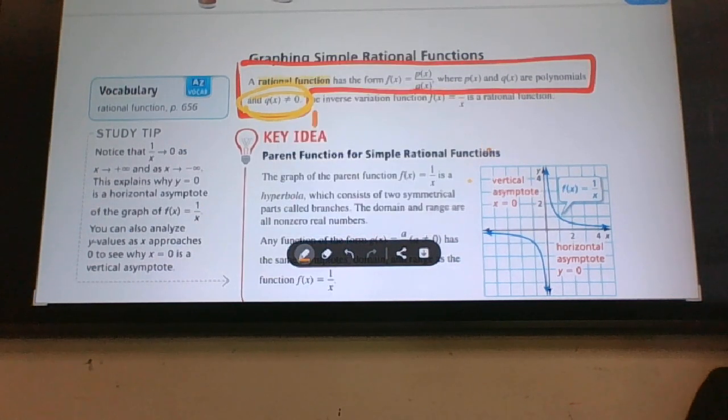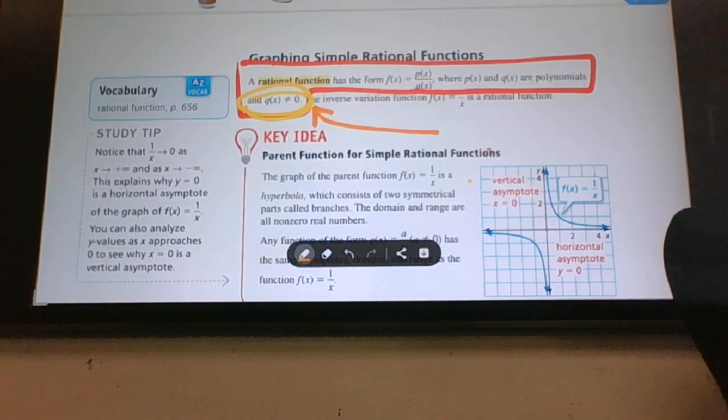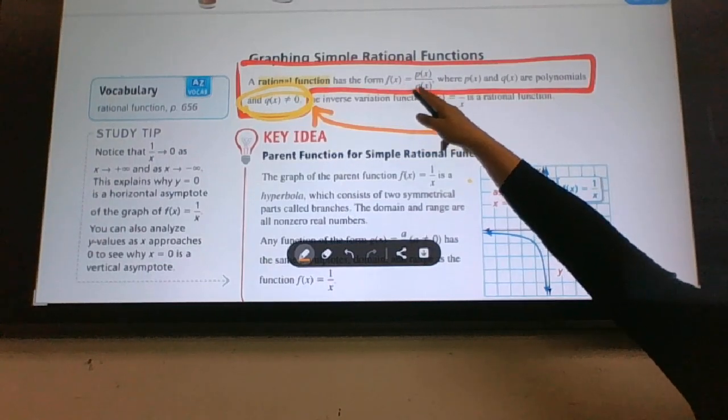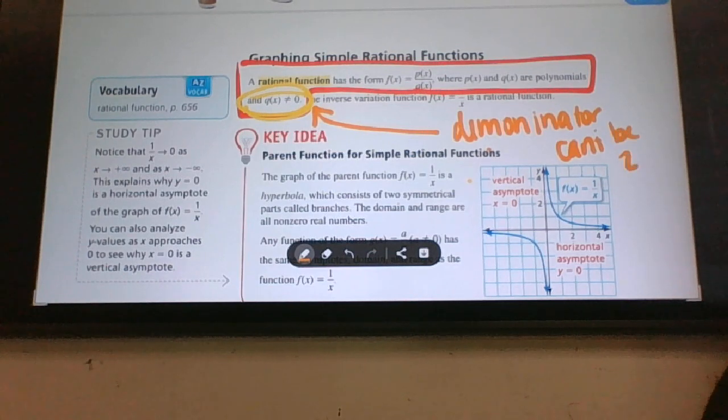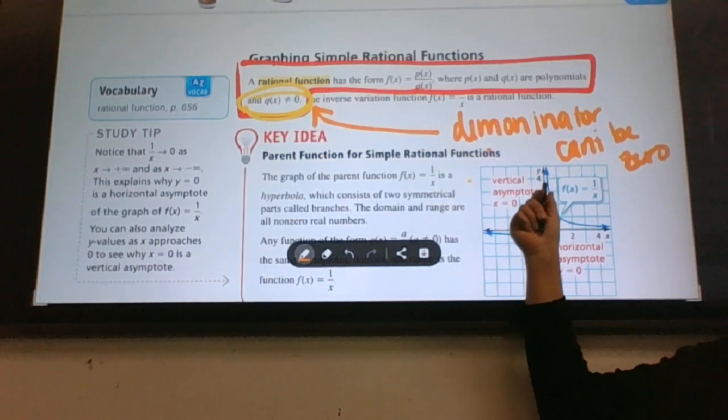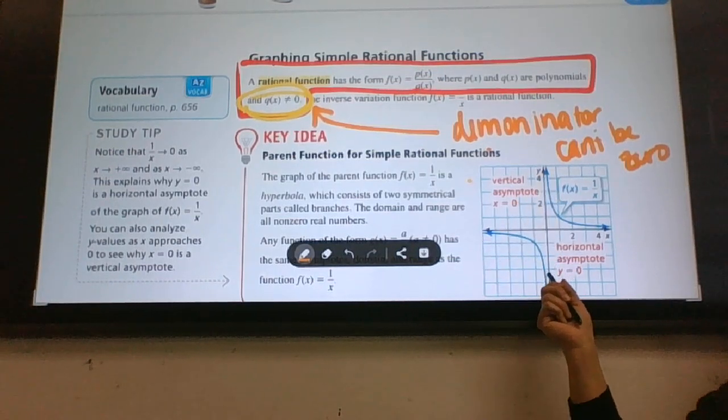The reason q of x can't be 0 is because q is in the denominator. And we've talked about this before. Denominator can't be 0. And that little part of that definition is kind of what creates the whole graph. This is the graph we'll be making today.